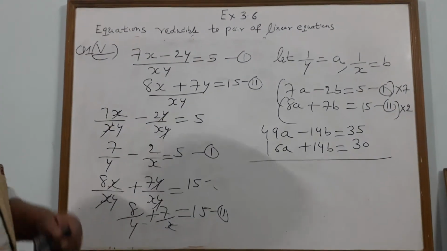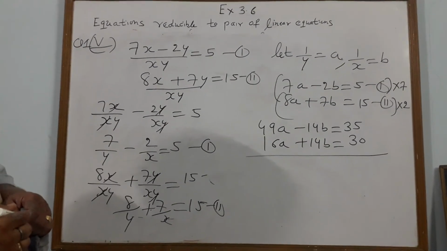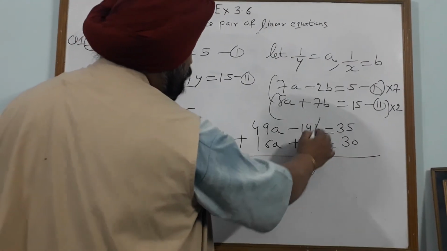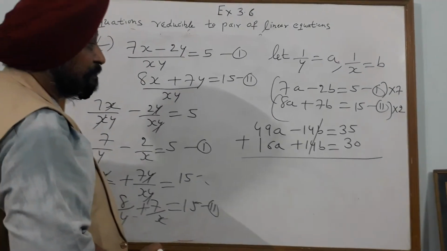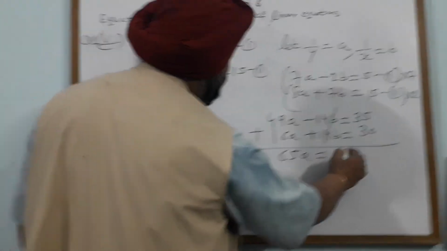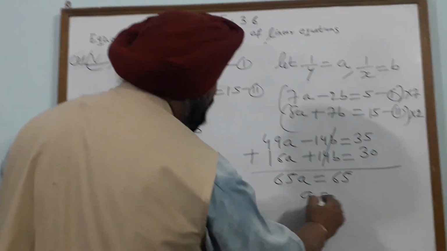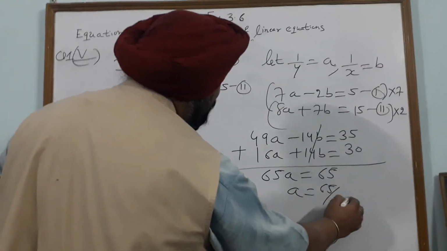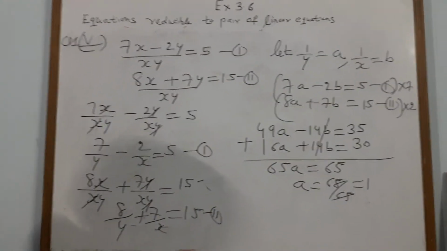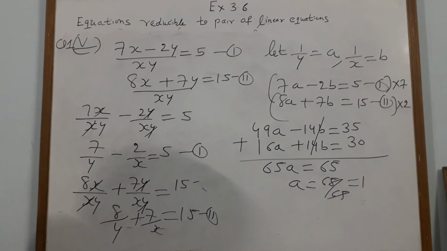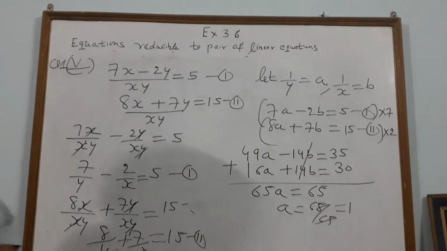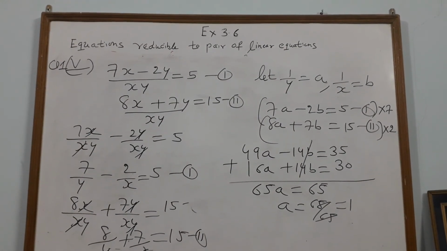Now the coefficients of b are of opposite sign. Now you add them. 14b gets cancelled. So this becomes 65a is equal to how much? 65. So the value of a comes out to be 65 over 65. The value of a is 1. So we get the value of a. A is equal to how much? 1. Then we put it in any of the equations. You can put it in this equation or in this equation to find the value of b.